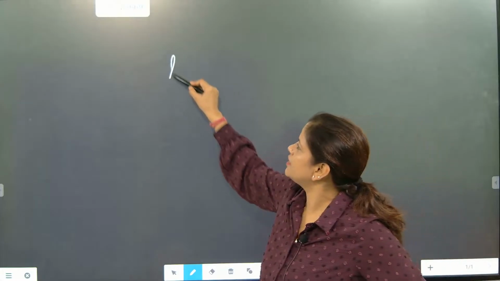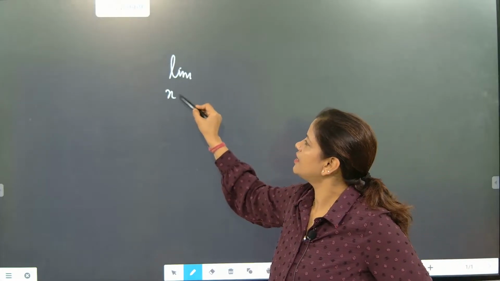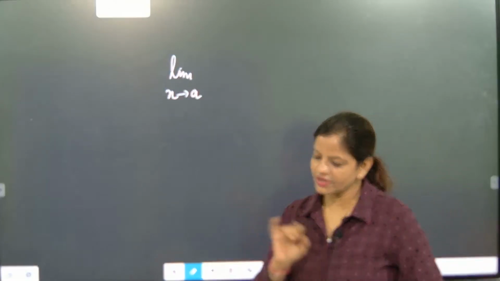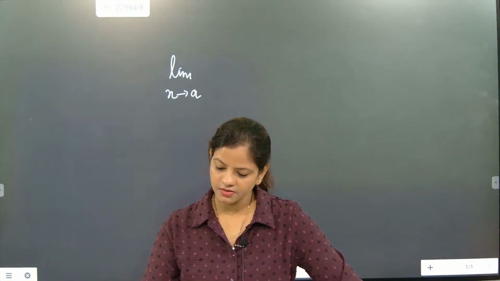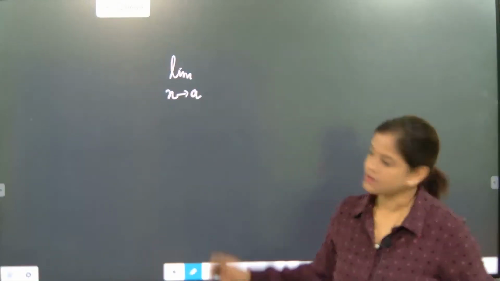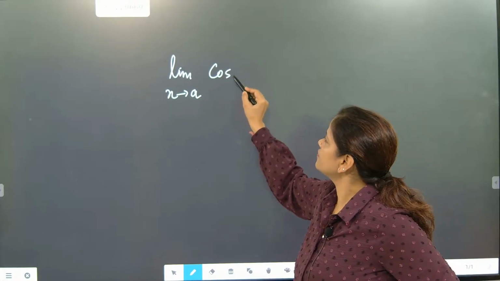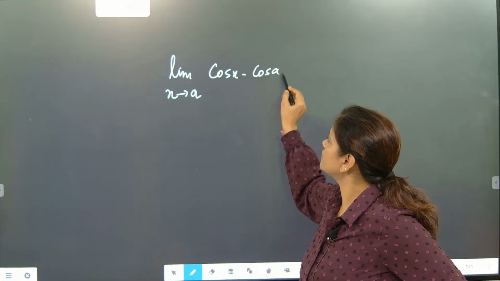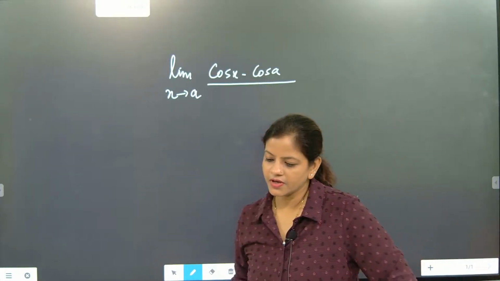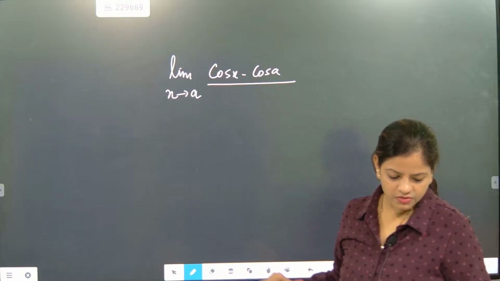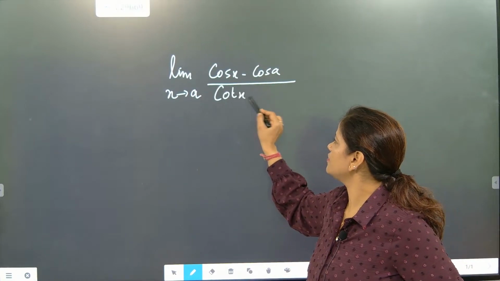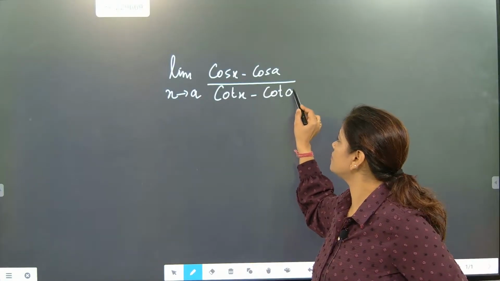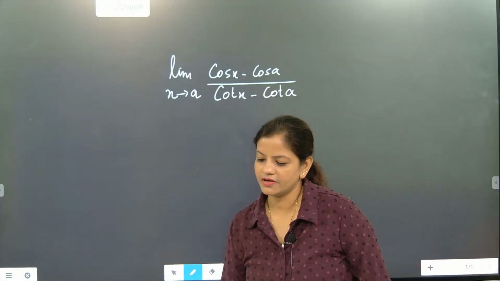Question is limit x tends to a, very small question. Okay, come on, try this question out. Cos of x minus cos of a by cot of x minus cot of a. Go for it.